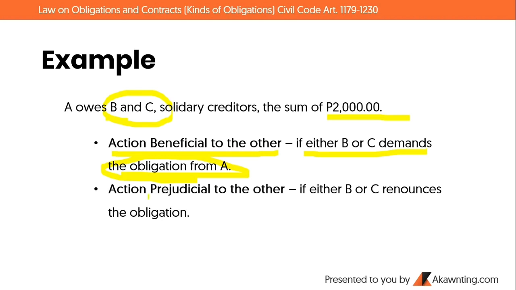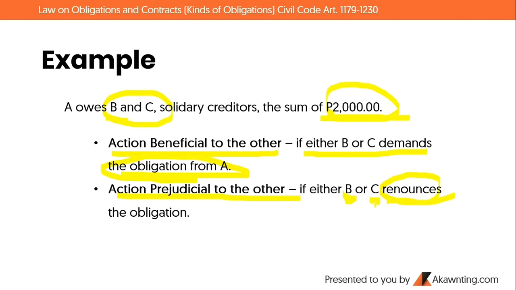What about an example of an action prejudicial to the other? If either B or C renounces the entire obligation. So, kapag ni-renounce ni B yung entire obligation, anong ibig sabihin niyan? Ni-remit or parang dinonate na, hindi na pinabayaran kay A. So, malamang-lamang, kapag ni-renounce ni B yung buong 2,000, malamang-lamang affected pati yung share ni C. Pati si C hindi na makakasingil.